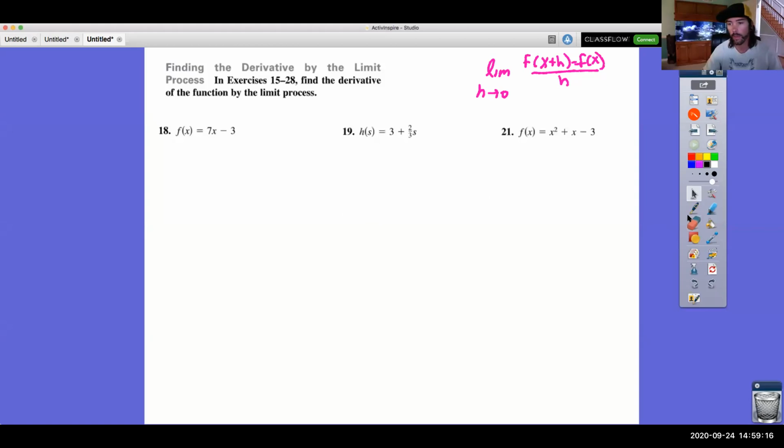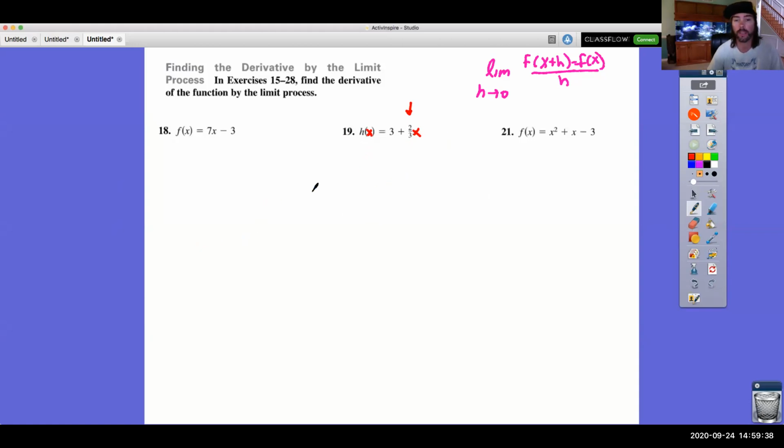All right, so it's a linear function. I'm looking at 19. The slope is the number in front of the variable s, 2/3. So my derivative will always be 2/3. Okay, I'm going to ignore the s's. This came from your textbook. I'm just going to imagine that these were x's here. It doesn't matter what the variable is.